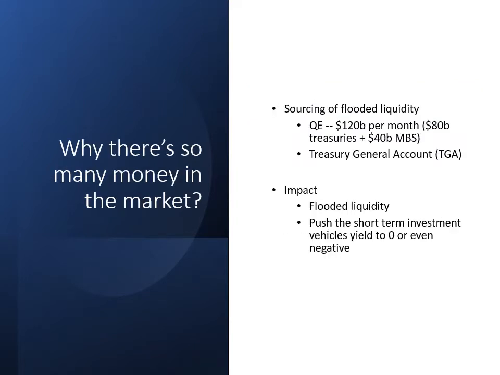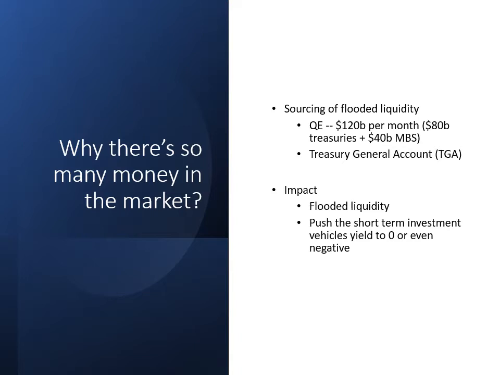So then the next question becomes why there is so much money in the market. Well, there are two key sources of the flooded liquidity. The first one is quantitative easing. Remember, the Fed is still buying assets, as much as 120 billion per month, with 80 billion going to Treasuries, while the remaining 40 billion goes to mortgage-backed securities.